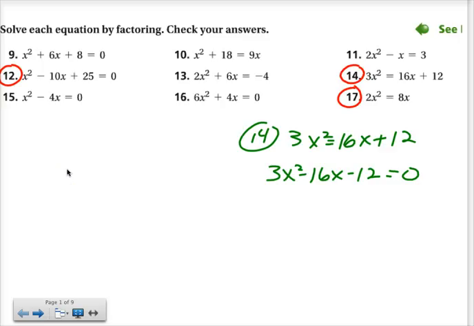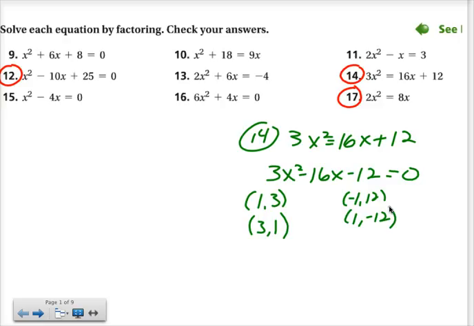And then I'm hoping at this point, hey, can I take a 3 out of all of those? I can't. 3 does not go into 16 evenly. So I start thinking about 1 and 3 and 3 and 1, and that's because 3 is not a perfect square, so I don't need to worry about checking for those patterns. And then in the back, I have a 12 back there. And so I start to think about my factors. I've got negative 1 and positive 12, 1 and negative 12.